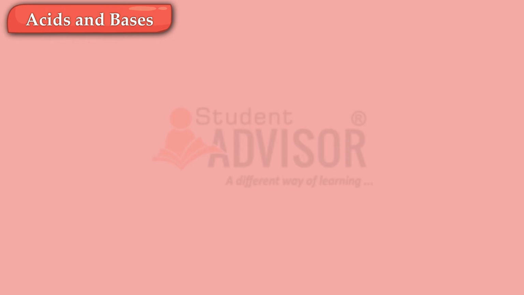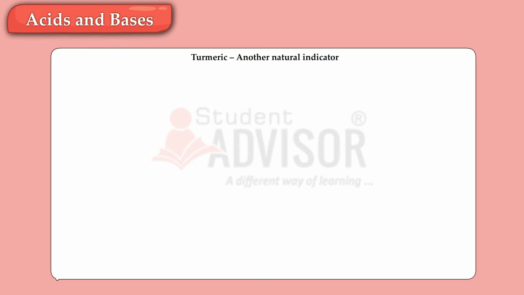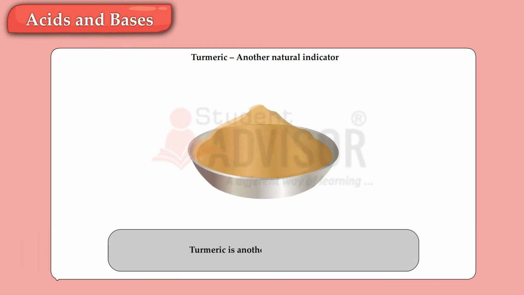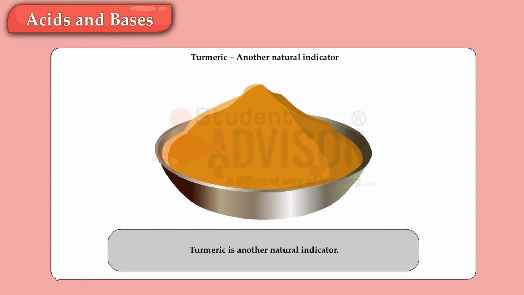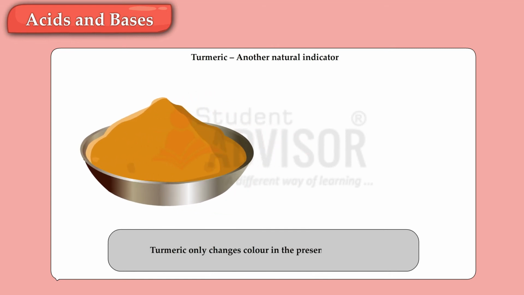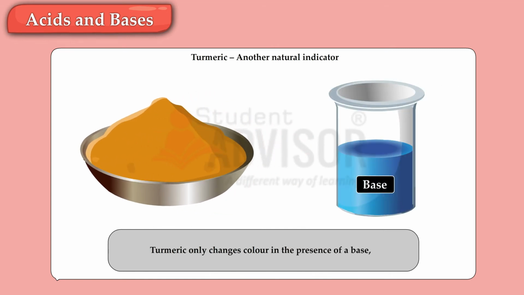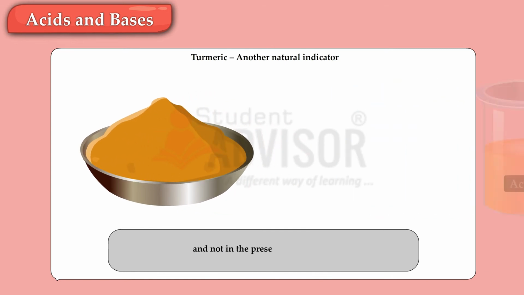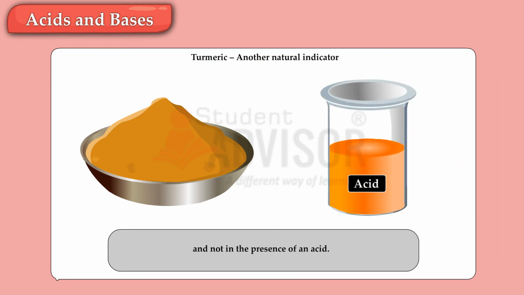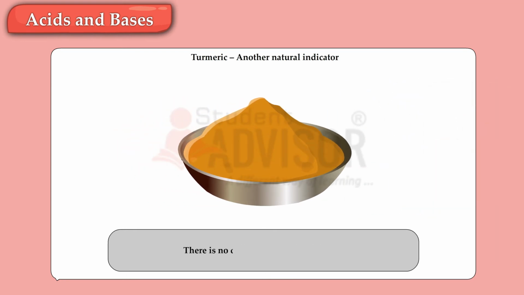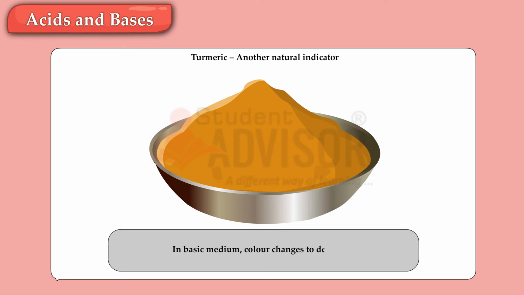Natural indicators around us. Turmeric is another natural indicator. Turmeric only changes color in the presence of a base and not in the presence of an acid. There is no change in acidic medium. In basic medium, the color changes to deep red.